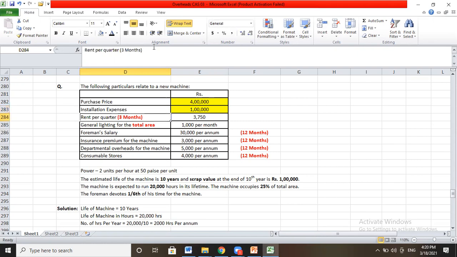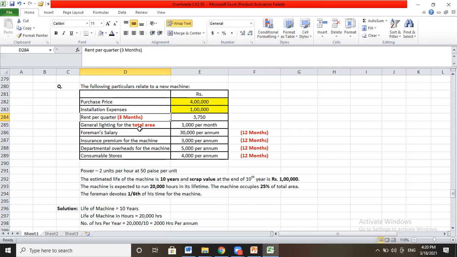Rent per quarter. For your explanation, I mentioned over here 3 months. Quarter stands for a 3 months period. Out of a year, 3 months rent is 3,750. It depends on the illustration whether the information is going to be converted month wise or year wise. So we can transform it: if it is month wise, we should divide it by 3, or for 12 months we should multiply it by 4 and you will get a yearly rent.